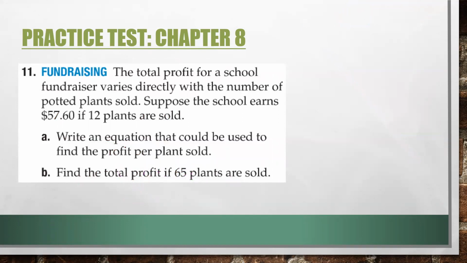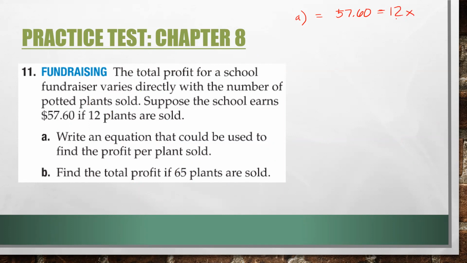All right, so number 11 says the total profit for a school fundraiser varies directly with the number of potted plants sold. Suppose the school earns $57.60 if 12 plants are sold. Okay, so part A says write an equation that could be used to find the profit per plant sold. Okay, well, we know that they got $57.60 for selling 12 plants. Okay, so 12 times something equals $57.60.